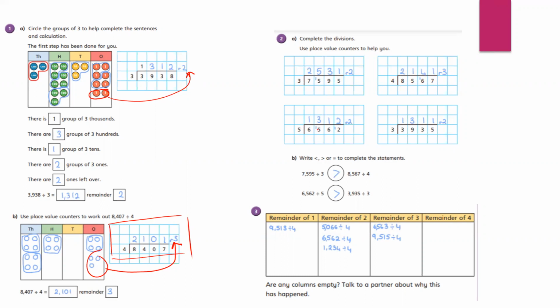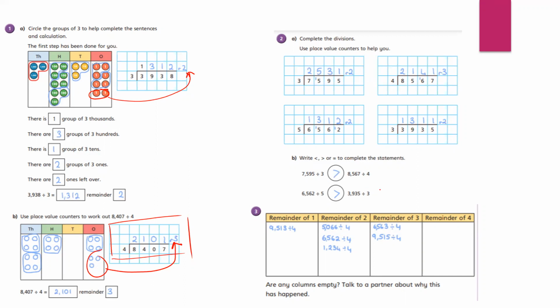5 goes into 6 once with 1 left over. 5 goes into 15 3 times, nothing left over. 5 into 6 once with 1 left over. 5 into 12 goes twice with 2 left over. And the same over here. 3 into 3 goes once. 3 into 9 goes 3 times. 3 into 3 goes once. 3 into 5 goes once with 2 left over.